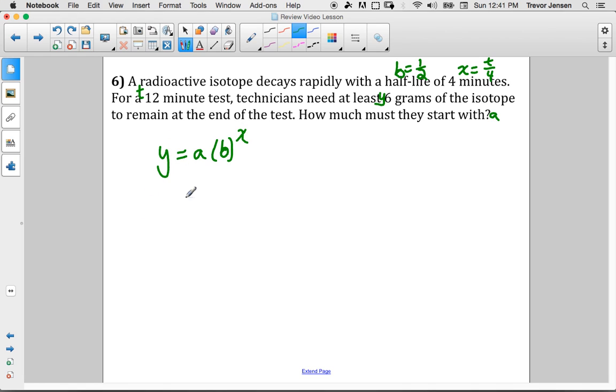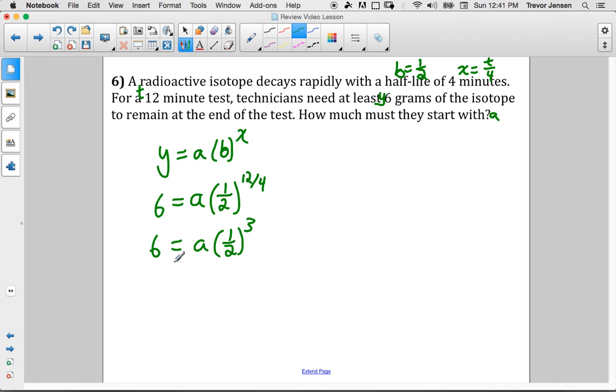We know y. We need, at the end of the 12-minute test, to have 6 grams of the isotope left. So we need 6 grams left. We don't know what we need to start with at the beginning of the test, but we know whatever we start with is going to be cut in half 3 times. Where am I getting 3 from? Total time divided by time it takes for one decay period. So 12 over 4. So my equation: 6 equals a times a half to the 3.